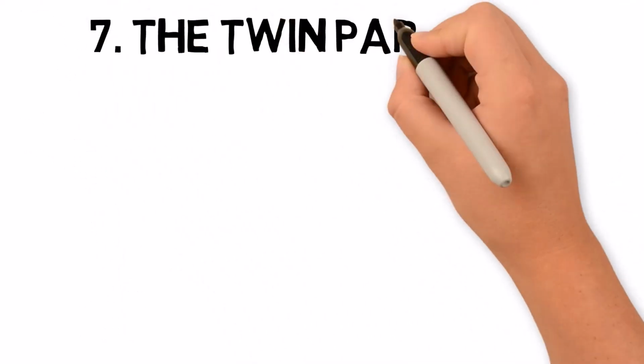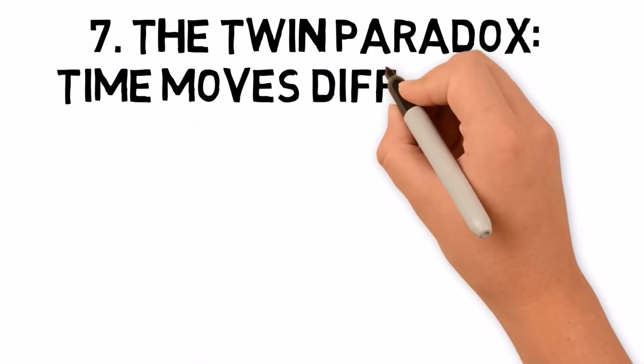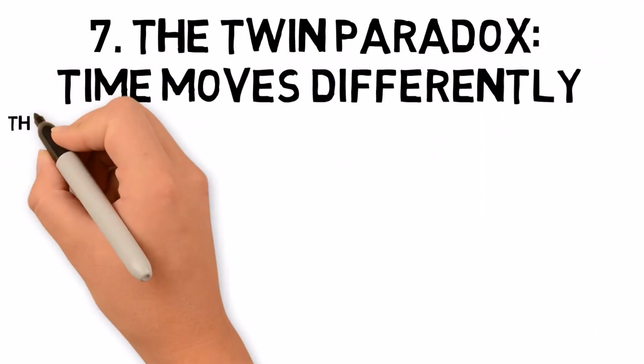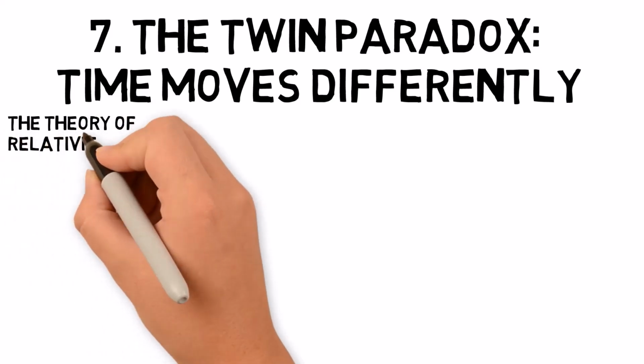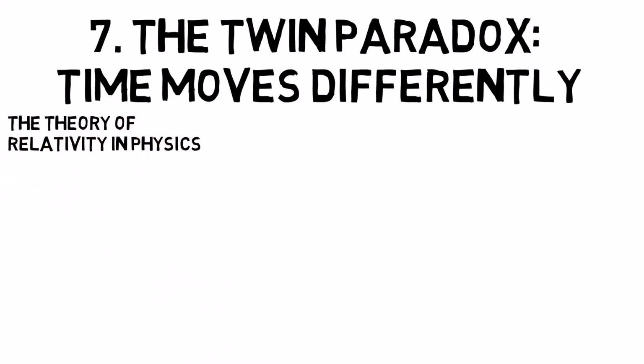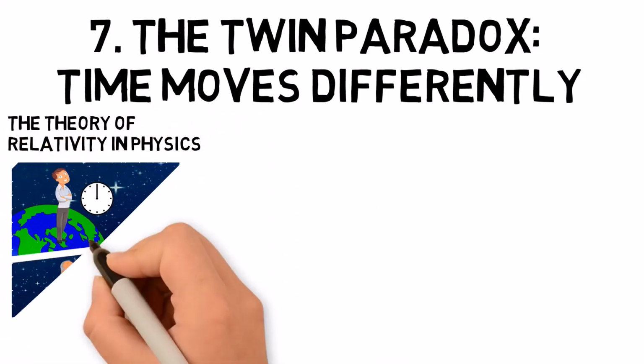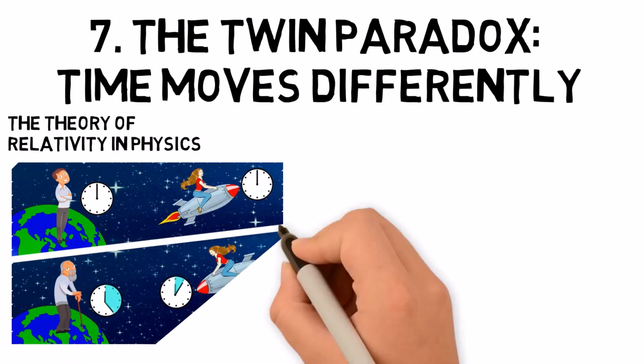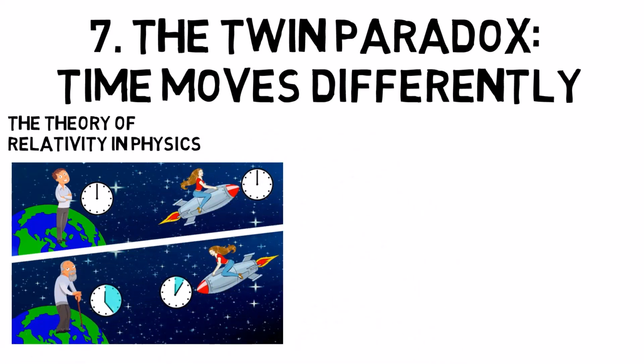7. The Twin Paradox. Time moves differently. The twin paradox is a concept from the theory of relativity in physics. It involves a pair of twins, one of whom travels on a high-speed journey through space, while the other stays on Earth.